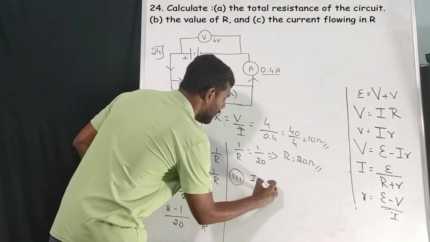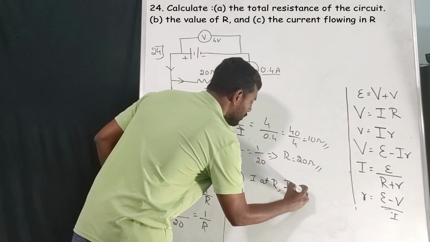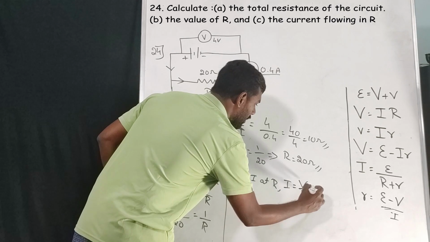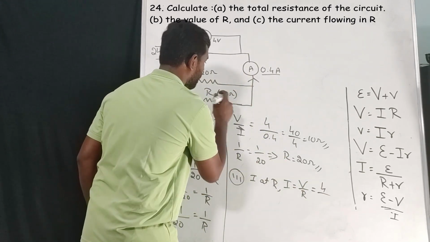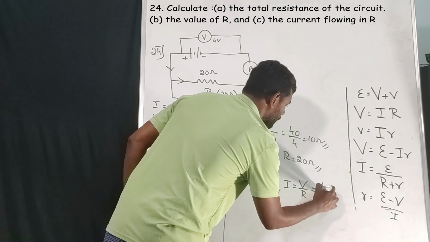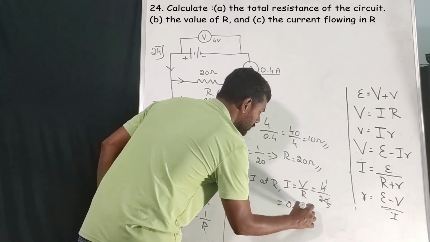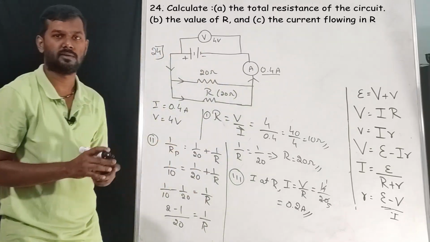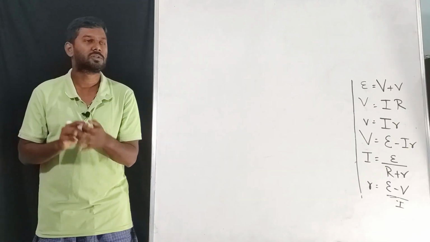So current at R, that is I is equal to V by R. V is 4 volts, R is 20. So 4 1s are 4, 4 5s are 20, so 1 by 5 is nothing but 0.2 amperes. That's it. Question number 25, it's very important and one of the logical questions.